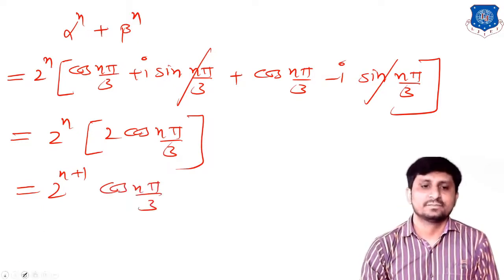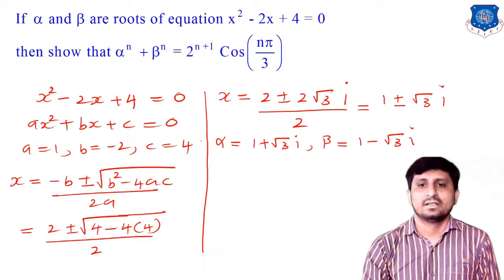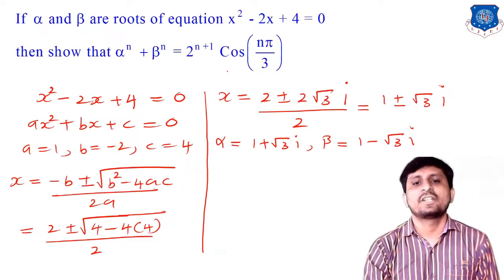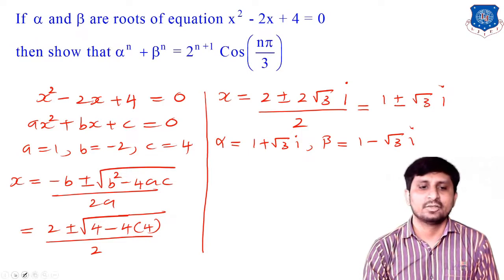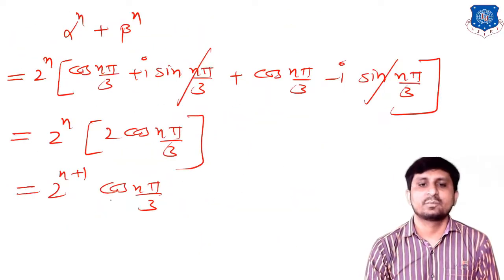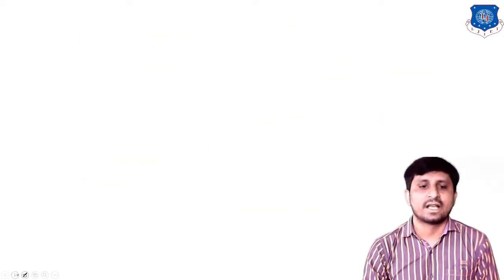So you can see that this is our required answer, 2 raised to n plus 1 cos n pi by 3. Now let's solve one more example.